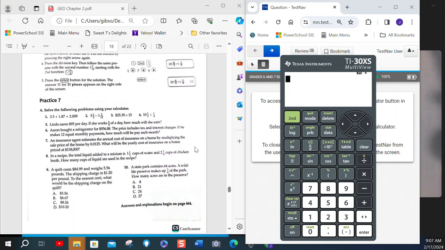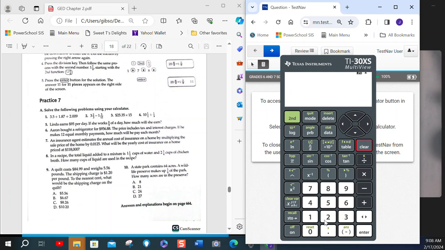It says solve the following problems using your calculator. So with problem number 1, we will have 3.5, and we have to type it in as is. 3.5 plus 1.87 plus 2.009 and press enter. So our answer here would be 17.379.